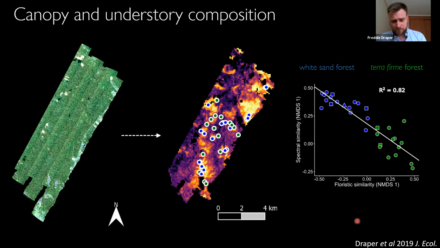But what we found across this landscape is that if we take the spectral similarity that we get from the spectrometer on the plane for the locations where these plots are, and we compare that to the floristic similarity, which is mainly made up of understory trees, you get this very tight relationship, which suggests that although the composition of species might be different in the understory and the canopy, there's some covariation among them.